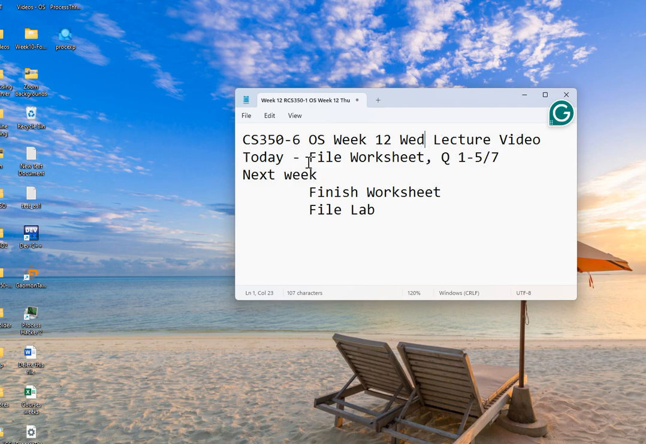Today I'm going to cover the file worksheet that is posted on Blackboard, questions number 1 through 5 out of the total 7 questions. Next week, I'll cover week number 13, I'll finish the worksheet, questions number 6 and 7, and then I'll do the lecture file lab.